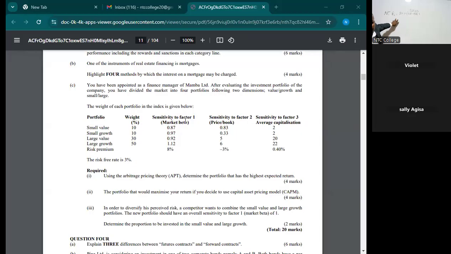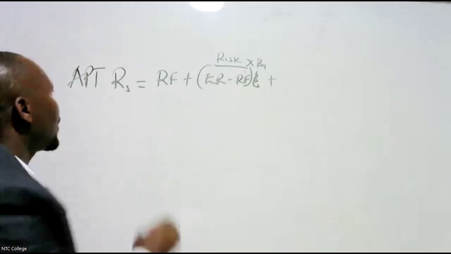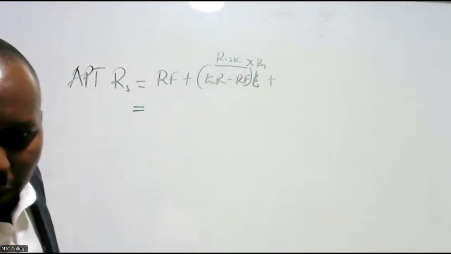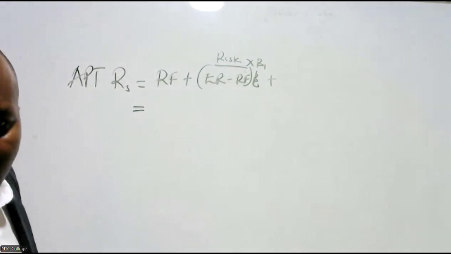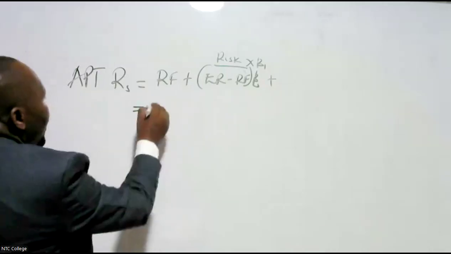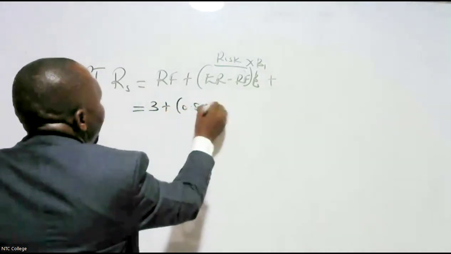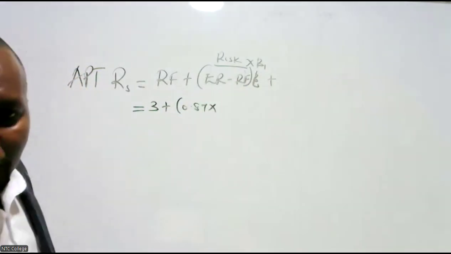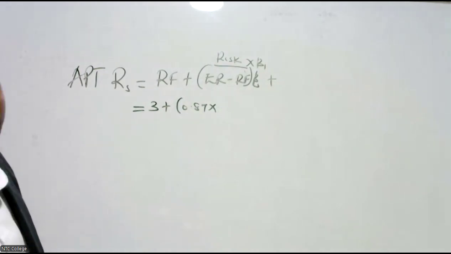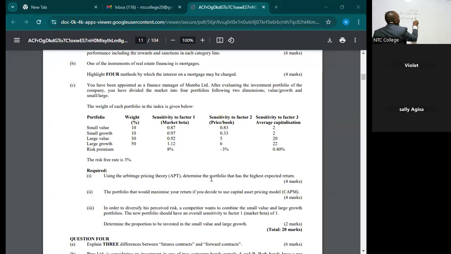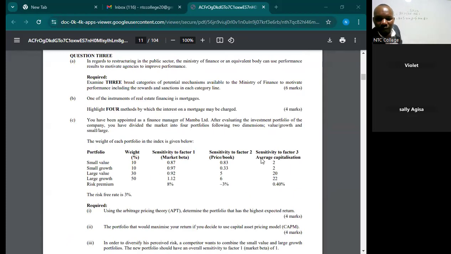We have sensitivity 0.87 times 8. So that is the first one. The risk premium is given as 3. So we have 3 plus 0.87 times that beta, which is given to us as 8, plus the other factor, which is 0.83 times negative 3, plus 2. Is it 2 or 0.2? 2 times 0.4. And then you get that.